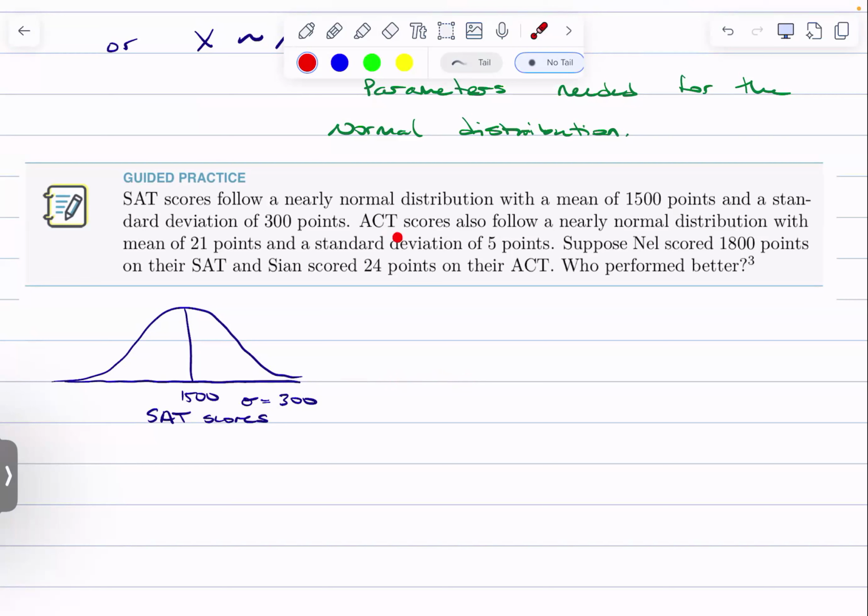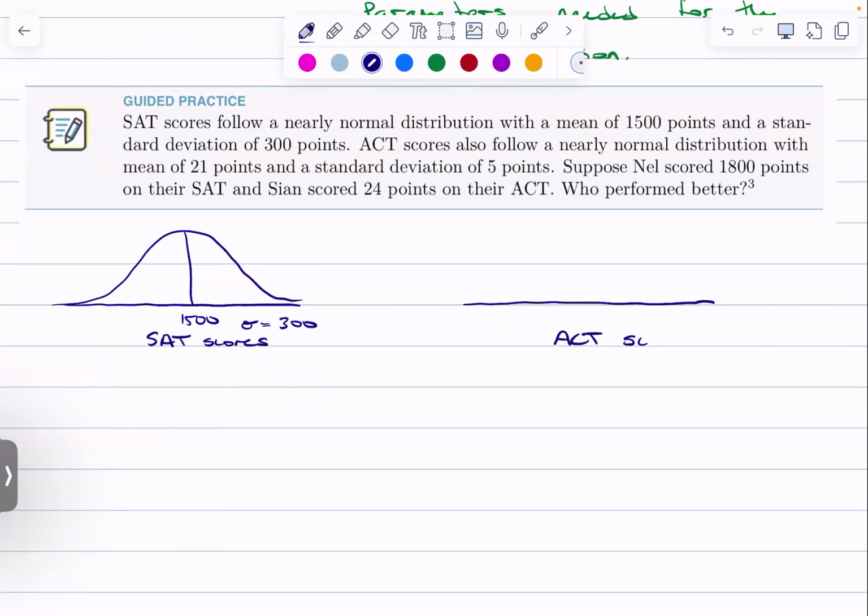How about the ACT scores? ACT scores also follow a nearly normal distribution. So now if we imagine our ACT scores, they're on this number line, and they also follow a nearly normal distribution.